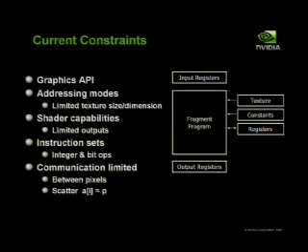Once you get to that point, you run into some other problems. Addressing mode. Accessing memory is done through reading images. What that means is you have a series of textures or images that are stored in GPU memory, and you access them as images. So I want to read from image B at position X, Y.